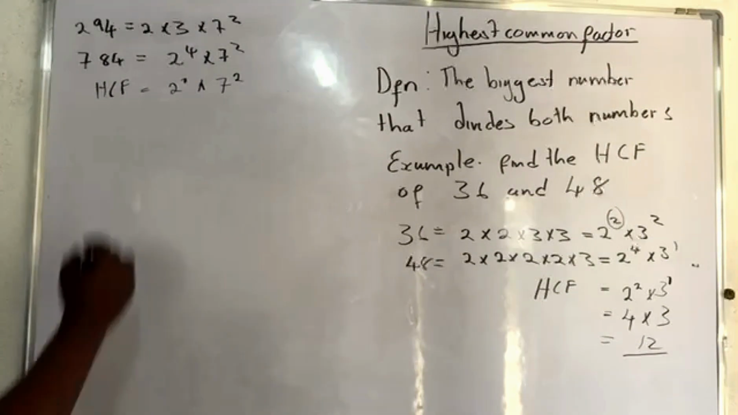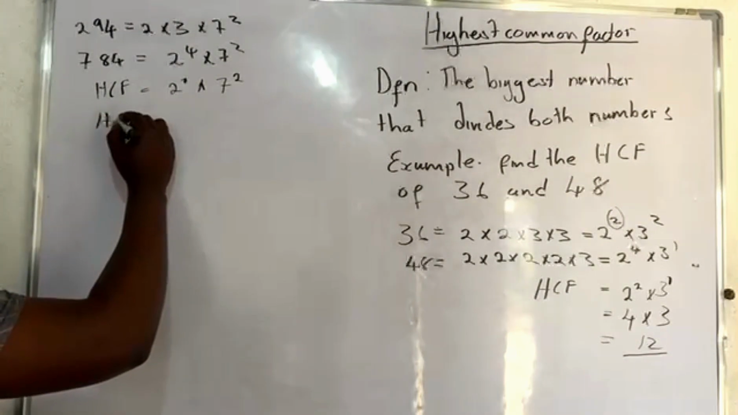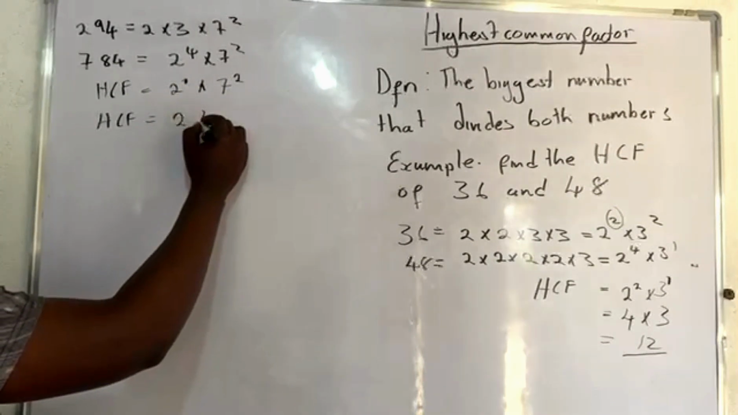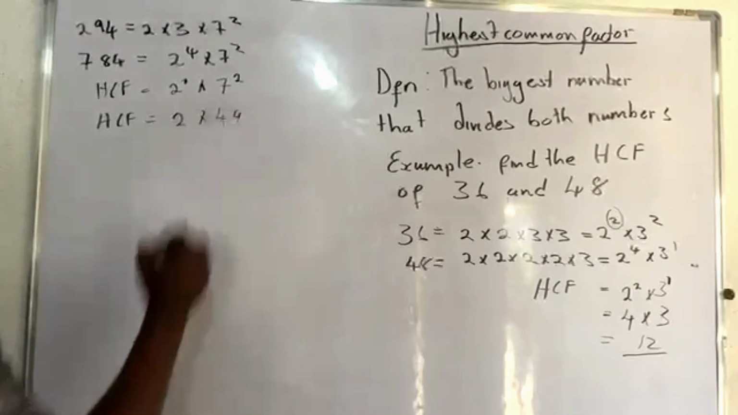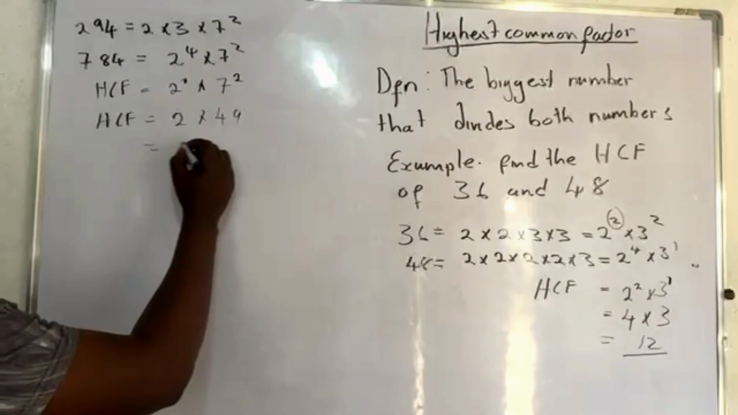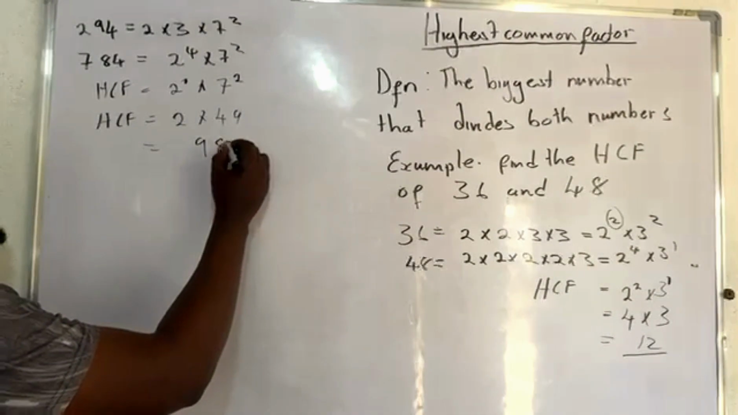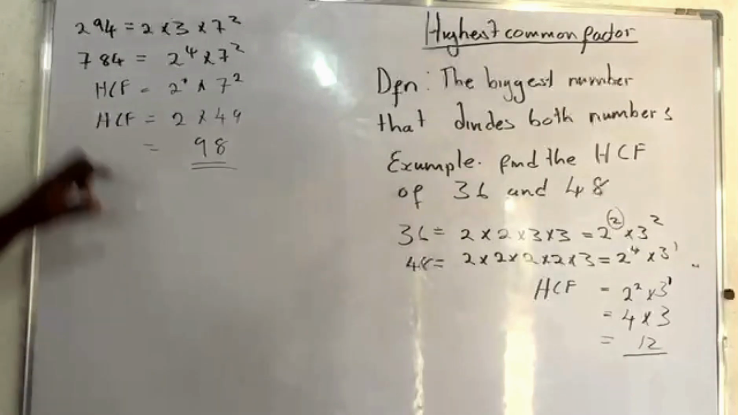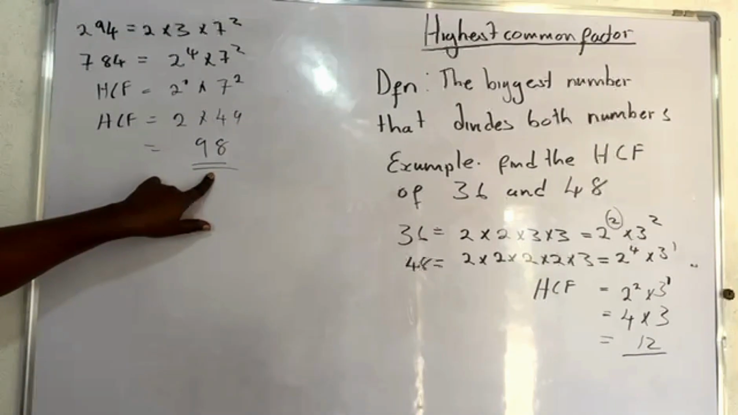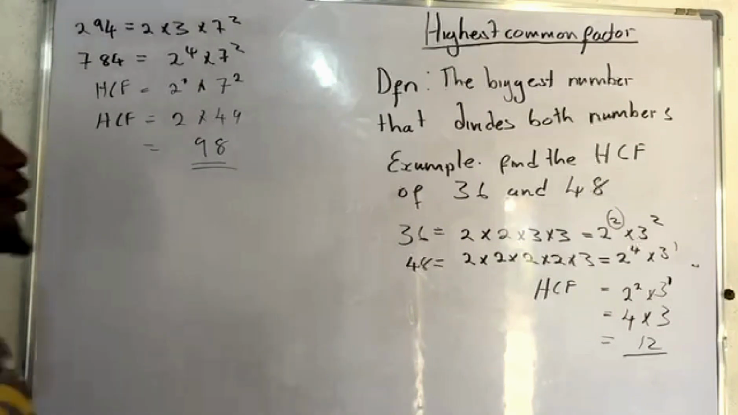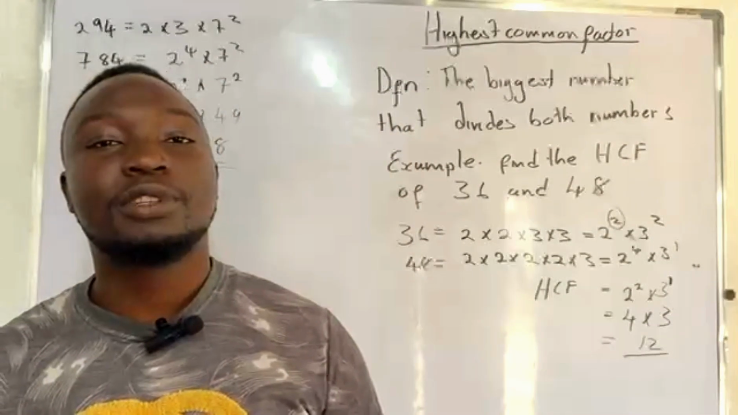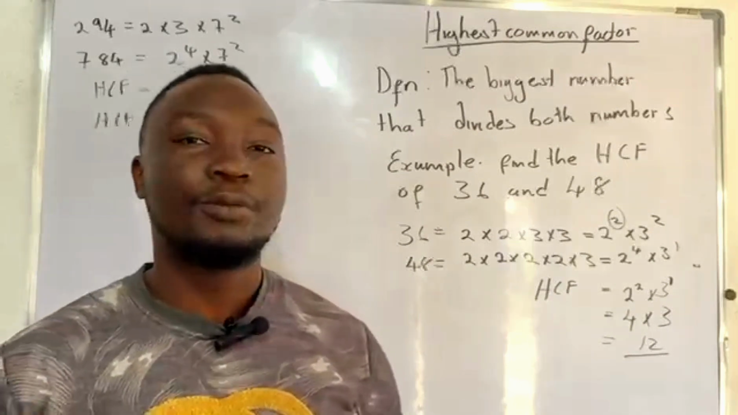So the highest common factor is given by 2 multiplied by 49, which is 98. So the highest common factor of the numbers listed above is 98. That's how we find highest common factor. In the next video, we are going to see how we find the lowest common multiple.